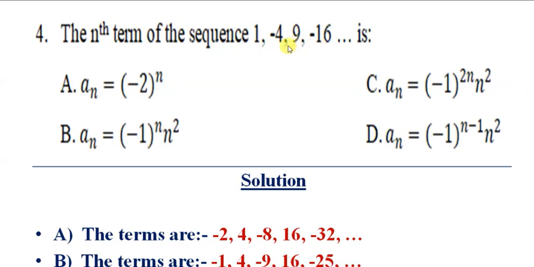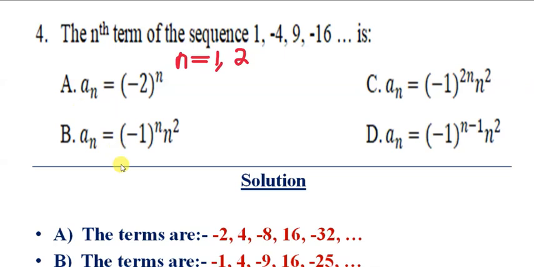And let us check whether it is geometric or not. The ratio of successive terms must be constant in a geometric progression, but here -4 divided by 1 is -4, but 9 divided by -4 is not equal to -4, and therefore this is also not a geometric progression. Now the only option left for us is to check the general terms for some n, particularly when n is equal to 1 and when n is equal to 2. Let us check each of these.